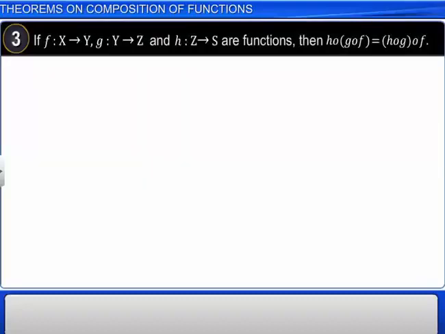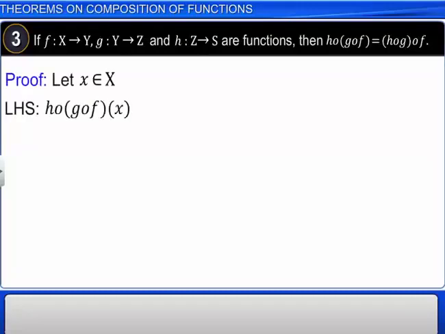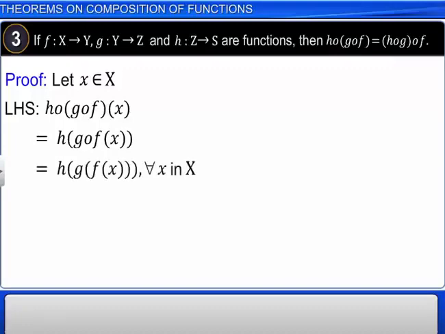Consider any arbitrary element x of set X. Let's begin with the left-hand side, which is the composition of the function g circle f and h. This is equal to h of g circle f of x. This is further equal to h of g of f of x.